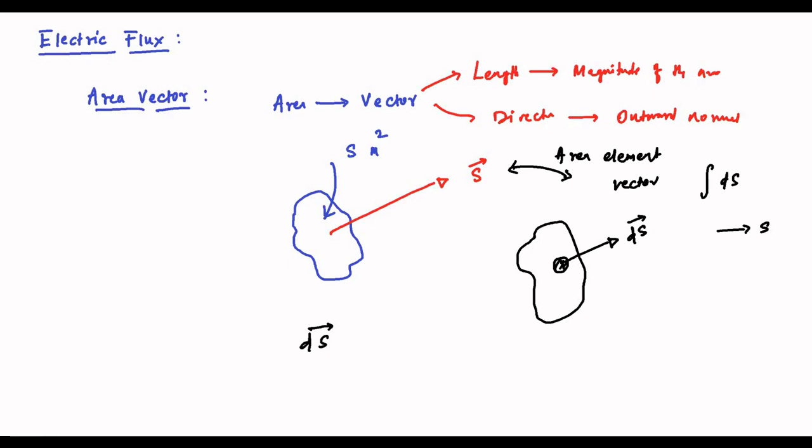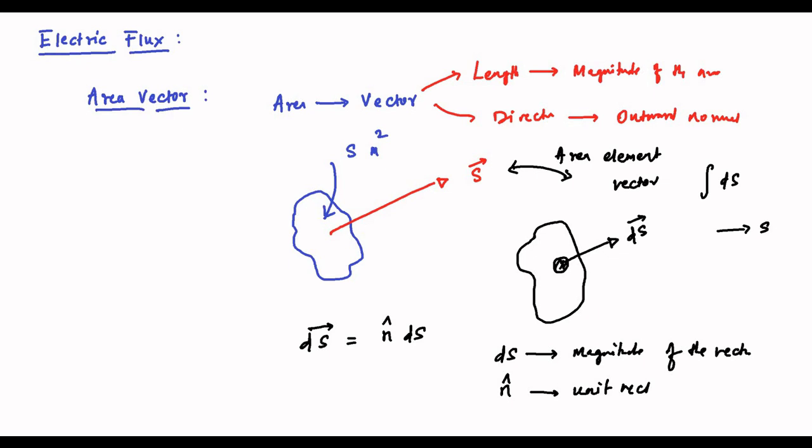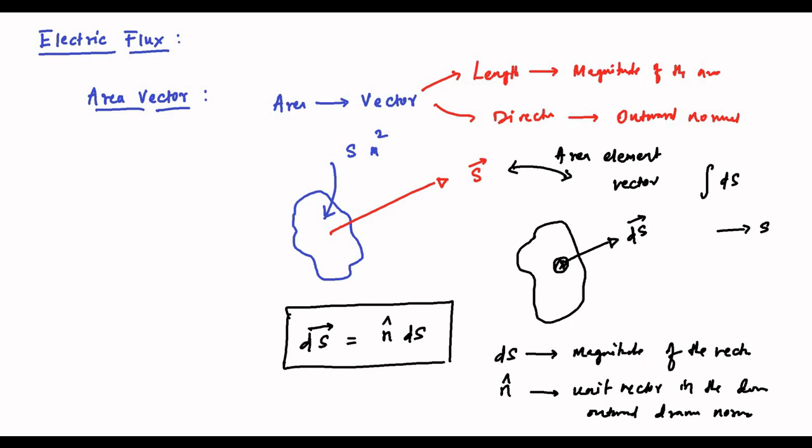So this is the concept of area vector, and it is represented as n cap ds, where ds is the magnitude of the vector and n cap is the unit vector in the direction of the outward drawn normal. So the area vector, the small area element vector, is represented as this.